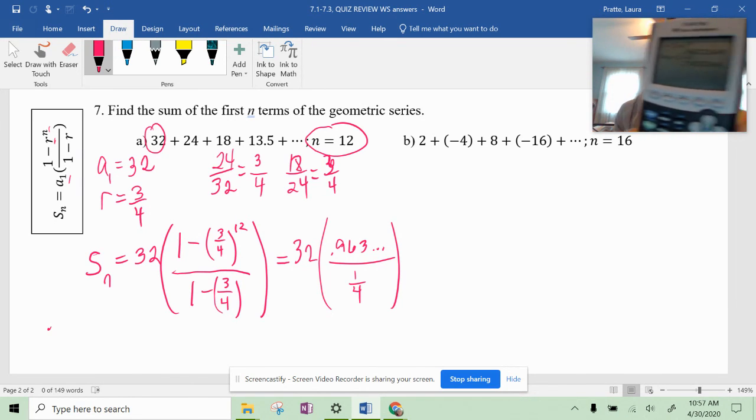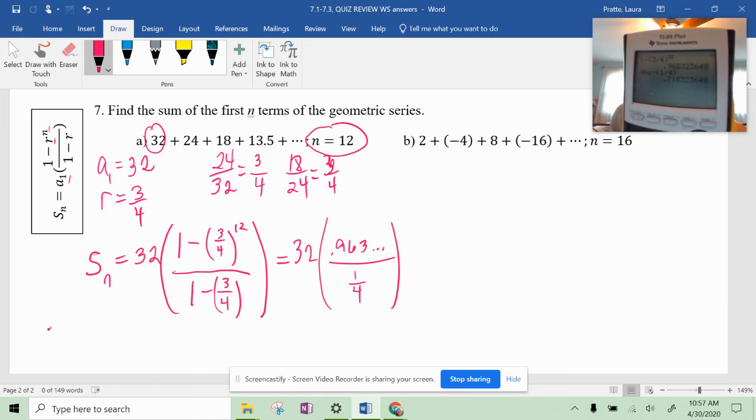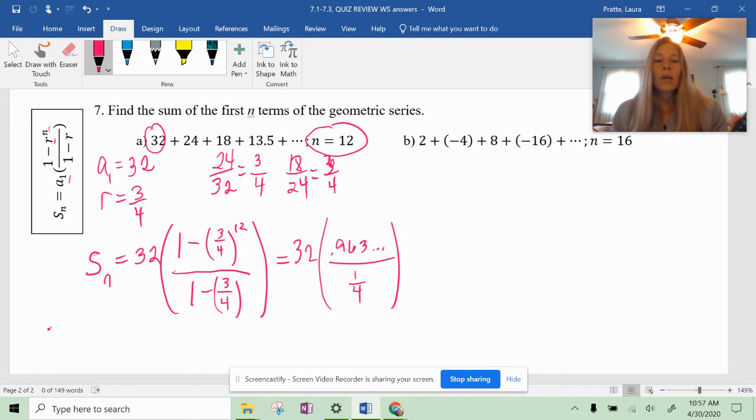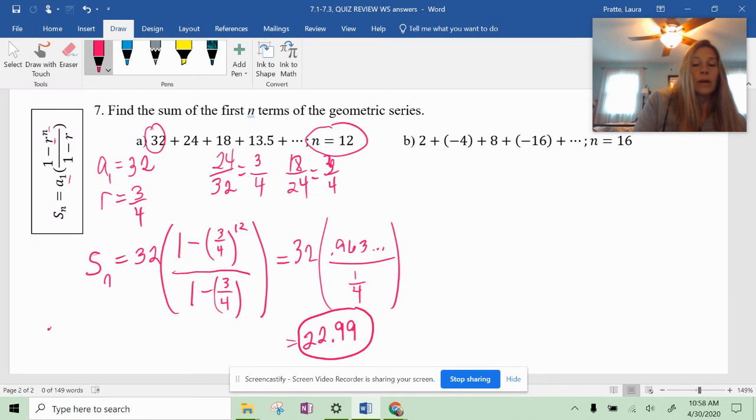And so now we have 0.7183, whatever that is. And then you're going to just multiply that by the 32. And you will have 22.9863, which we're going to round to 22.99. You don't want to do any rounding until that very last step, and then you can round to 2 places.